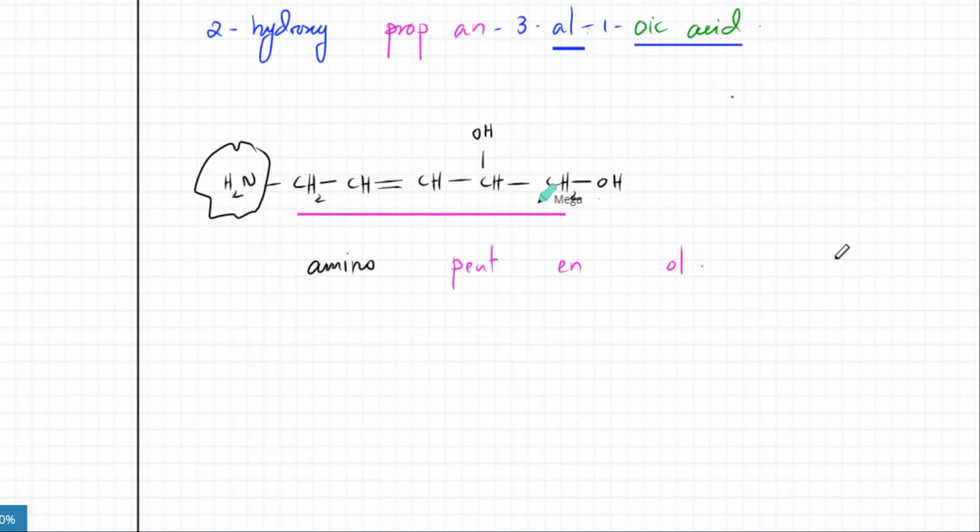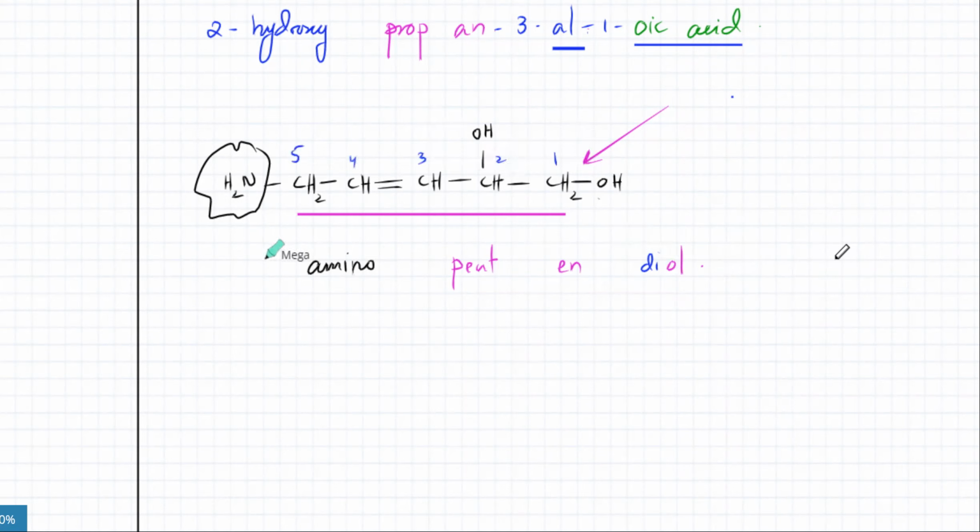Okay, so I need to give a smaller number to the OH group, and also it's a diol because there are 2 of them. There are 2 OH groups, so it's a diol, and the positions of both of them, one is at 1, the other one is at 2. This is 3, double bond at 3, and the amino group is at 5.